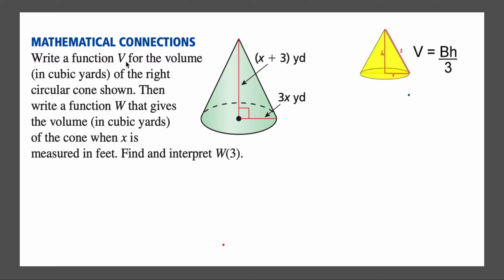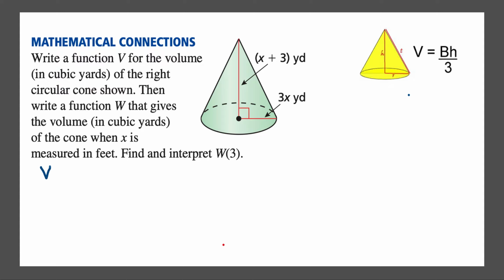Write a function v for the volume in cubic yards of the right circular cone shown. Then write function w that gives the volume in cubic yards of the cone when x is measured in feet. It means here x is measured in feet. Okay? And let's see what's going to happen here. So now, first of all, let me take a pen and write here.